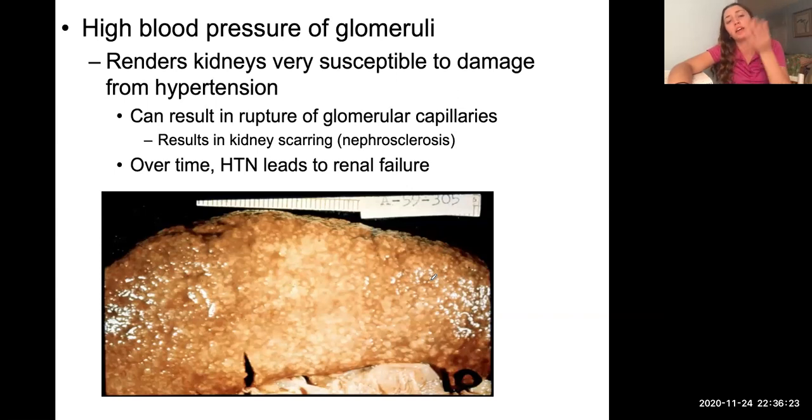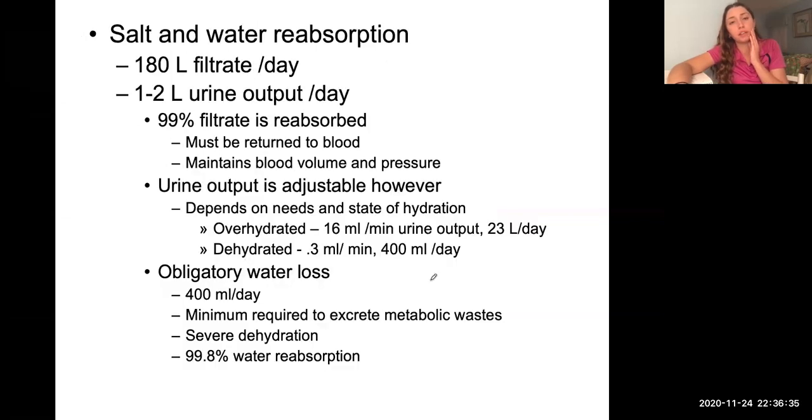Okay, so this is just saying high blood pressure in the glomeruli renders kidneys very susceptible to damage from hypertension, and this can cause rupture and scarring, and it can lead to renal failure.